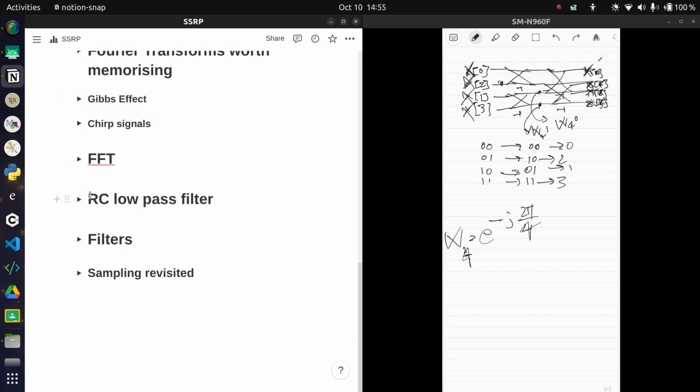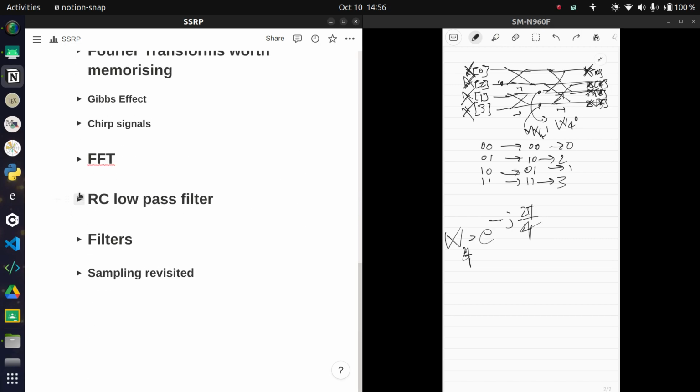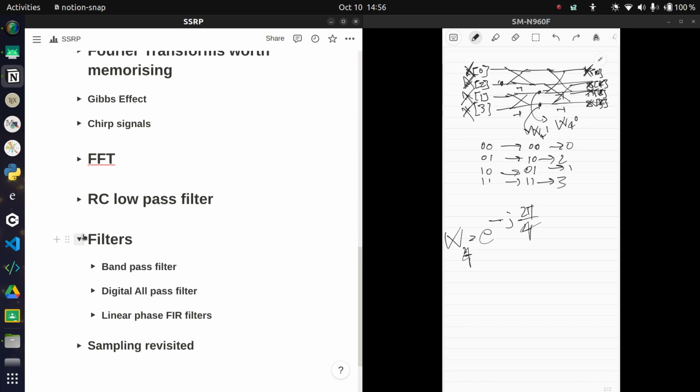That's the FFT, not worth my time. This is the continuous time stuff, which is not in my course, so I'm not going to share it with you on video.